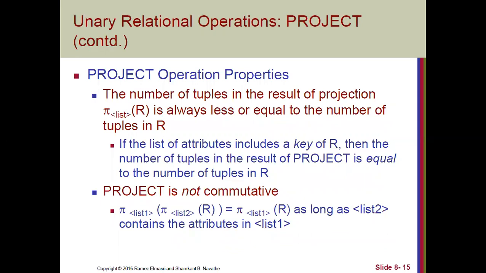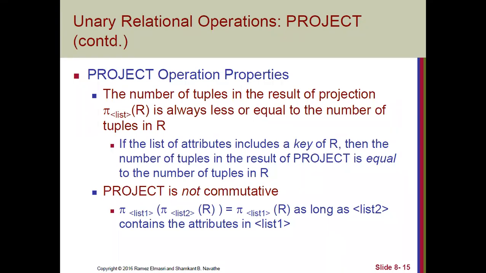Project operation properties. Similarly, we have discussed the properties in the case of the selection operation, or select operator. Here we are talking about the project operator. The number of tuples in the result of projection, which is pi, the list of attributes, R, is always less than or equal to the number of tuples in R. So if, let's suppose, in the original relation employee we have 7 attributes, and you want to apply project, obviously you are interested in fewer than the number of those attributes. You might be interested in 6 attributes, 5, 4, 3, 2, or 1.